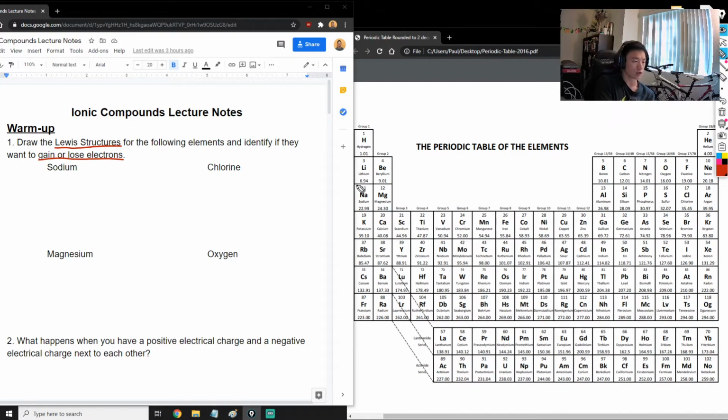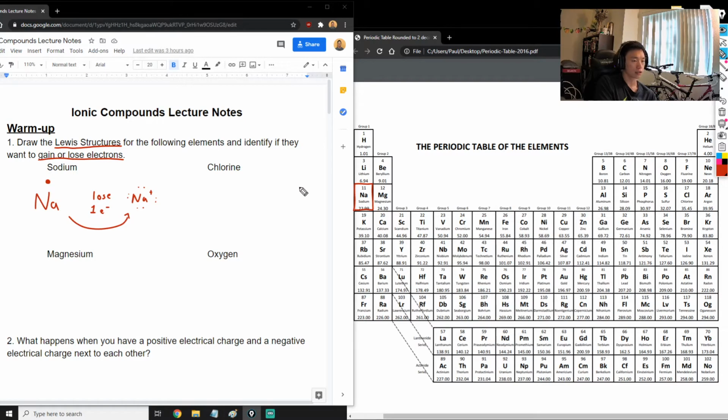So sodium is right here on the periodic table. It's the first box in the third row. Since it's the first box, this is what sodium's Lewis structure is going to look like. It's just going to be Na, and we're going to put one valence electron. Now, to figure out if they want to gain or lose, we just need to figure out, is it easier to fill up the shell like this, or is it easier to just get rid of the electron and go to the previous row? Okay, so for sodium, we should know this already, but sodium wants to lose one electron. And when it loses an electron, it becomes Na+. And this is going to be the Lewis structure for Na+.